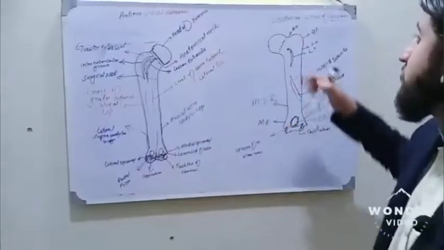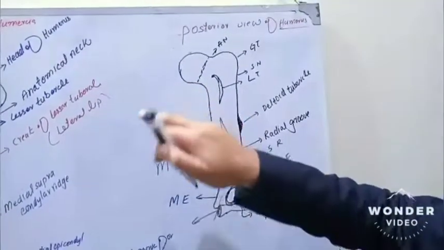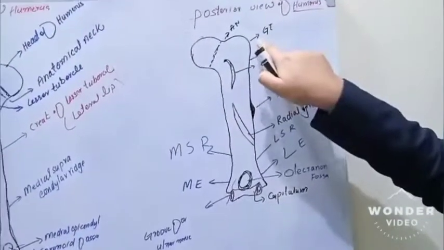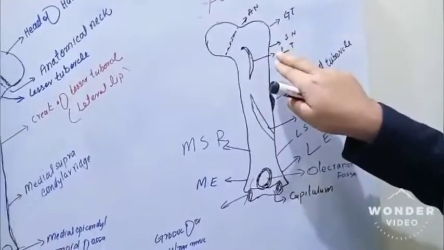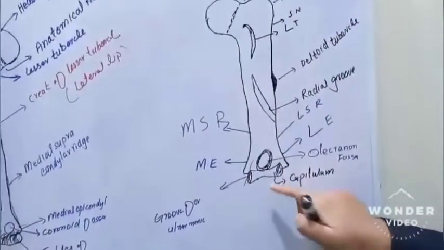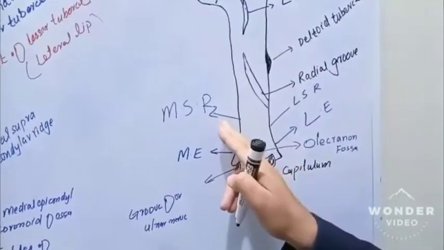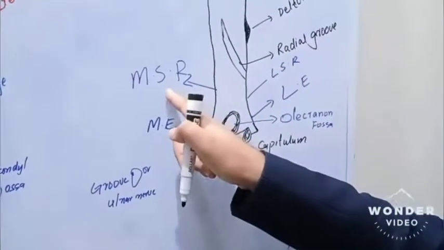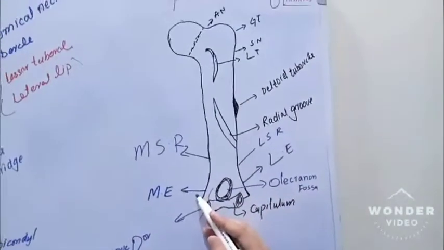Now we come to the posterior view of the humerus. You can see here the head, and this is the greater tubercle and the lesser tubercle, and between them is the intertubercular groove. Coming to the lower end of the posterior view, this is the medial supracondylar ridge, and this one is the medial epicondyle.